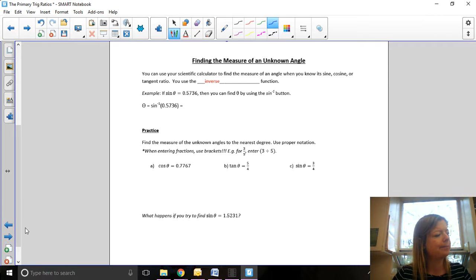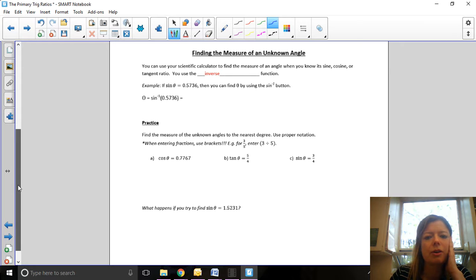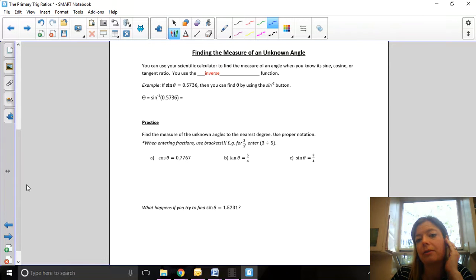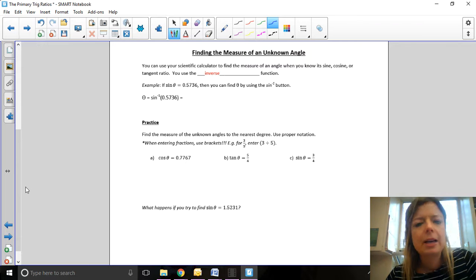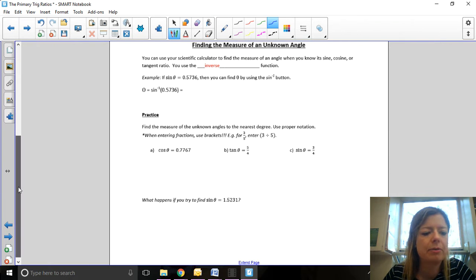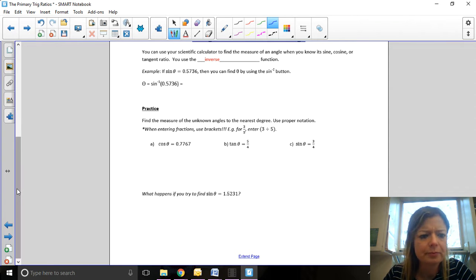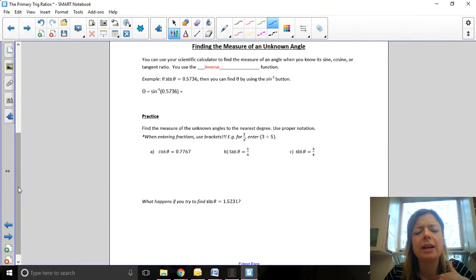Okay, this last part is now, if we know the side lengths, how can we find the unknown angle? Okay, so I'm actually going to stop this video. Actually, no, I'm going to keep going. You guys can pause it, though, and take a break if you need to, but I'm going to keep recording on this one video. So you can use a scientific calculator to find the measure of an angle if you know its sine, cos, or tangent ratio.